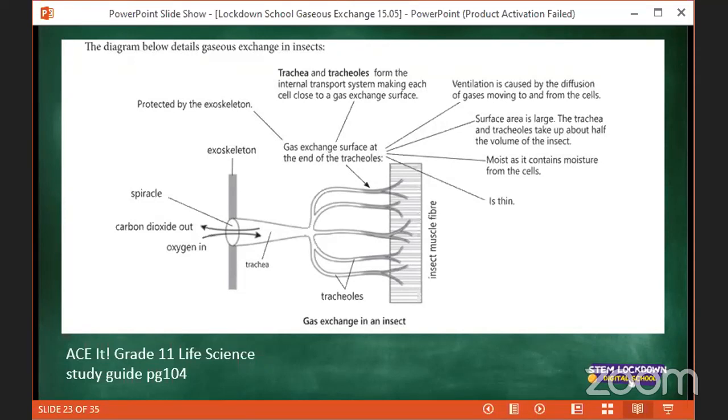The surface area is large. The trachea and tracheoles take up half of the volume of the insect, and then it is also moist as it contains moisture from the cells, and it is thin.